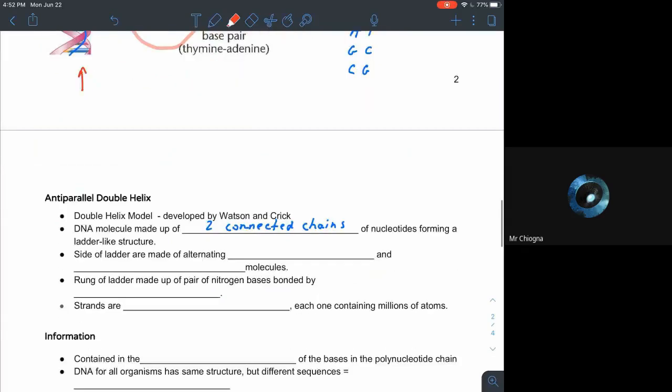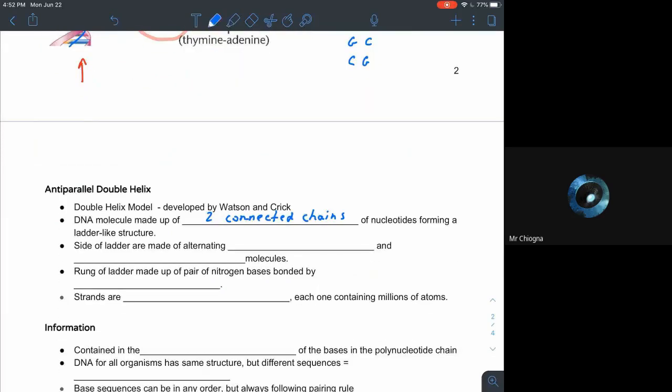The sides of the ladder are made up of phosphate and the sugar. And we can just put deoxyribose. Sugar groups, molecules. Rungs of the ladder are made up of a pair of nitrogen bases bonded by hydrogen bonds.